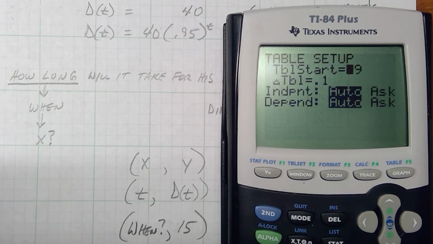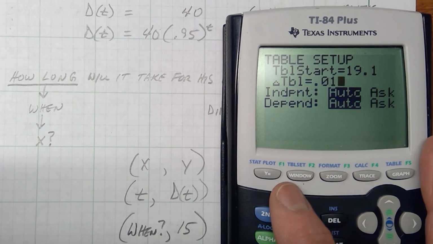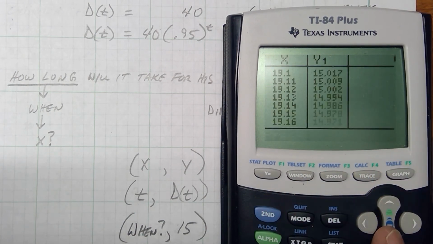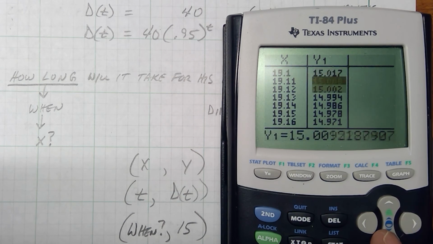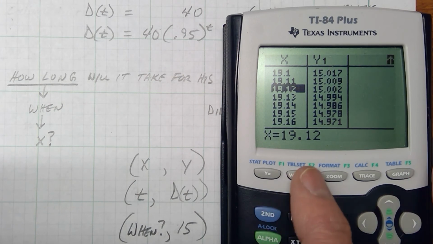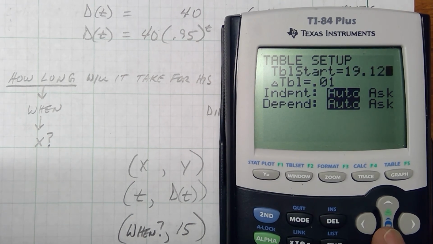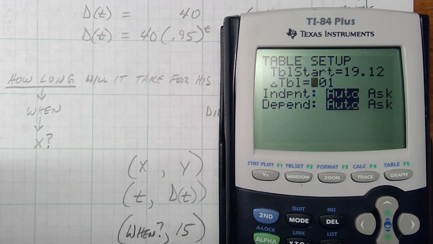Back to table set. I'm at 19.1. And let's take smaller steps. So let's go by 0.01. Back to table. I'm looking for when does it change to 15? Somewhere in between there. I'm getting closer. So somewhere after 19.12. Let's start at 19.12. And let's go by a smaller step, 0.001.